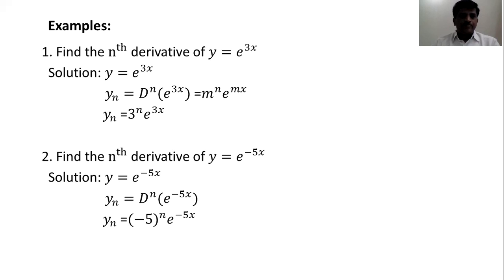Second example. Find the nth derivative of y is equal to e power minus 5x. Take the nth derivative on both the sides. Same thing here, the m value is minus 5. Just substitute the m value in the standard formula: minus 5 power n into e power minus 5x.